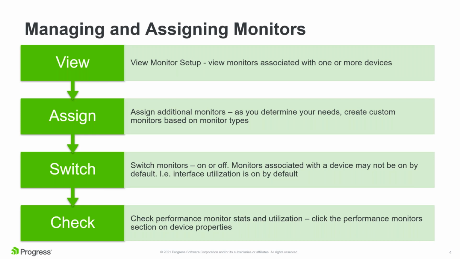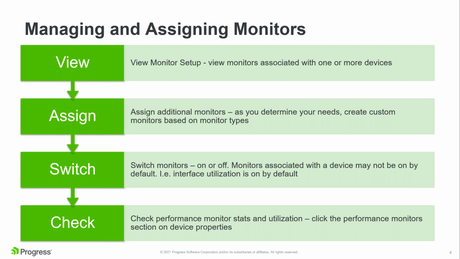Monitors can be switched on and off. So the next step is make sure that the monitors you've applied, and often they're switched on by default, but not always, or the monitors that are already there, are switched on. If you want them switched off, again, you can switch them off. And some of these are going to be defaulted. So for example, interface utilization, that's basically your bandwidth heat map, that's switched on by default for devices. You may not want that. So you take a look and go, what's switched on and what's not, and what do I want switched on.